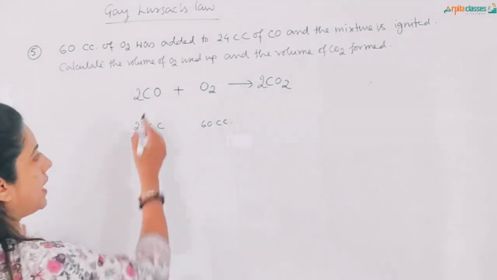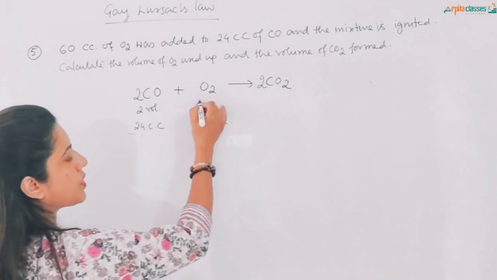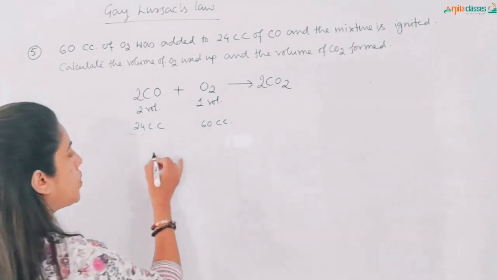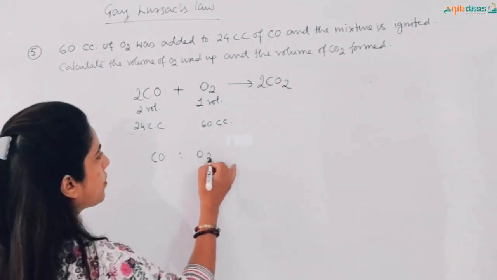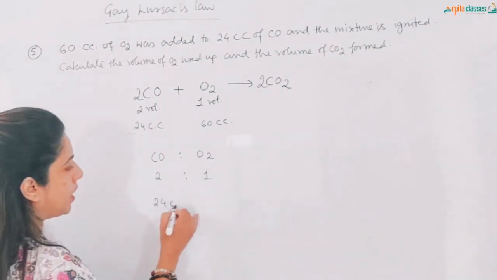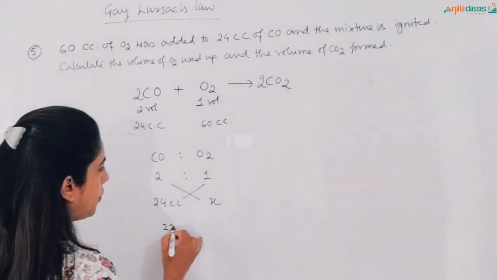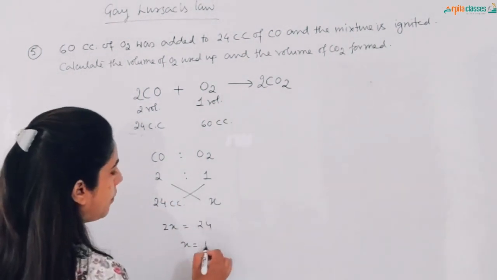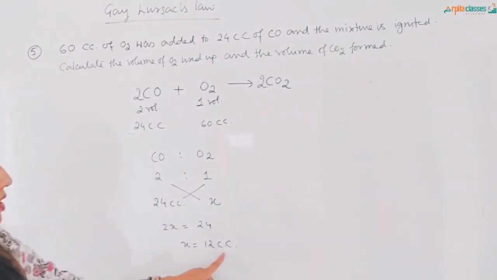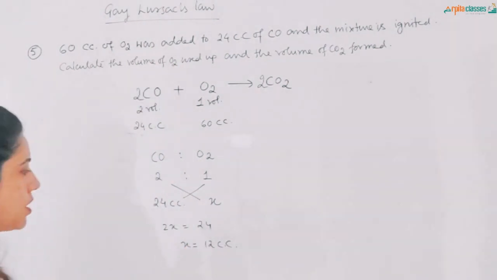So from the balanced chemical equation, we can see 2 volumes of carbon monoxide require 1 volume of oxygen for the complete combustion. So let us take the ratio between carbon monoxide and oxygen. It is 2:1. That means if carbon monoxide is 24 cc, oxygen will be, suppose x. Cross multiply, we will have 2x is equal to 24 or x is equal to 12 cc. That means 24 cc of carbon monoxide requires 12 cc of oxygen. So how much oxygen is used up? 12 cc of oxygen is used up.